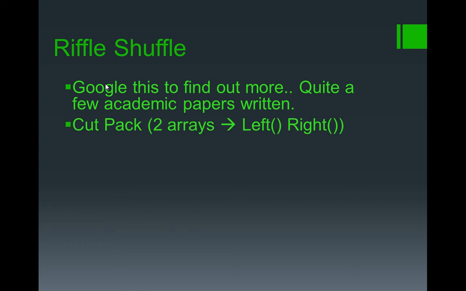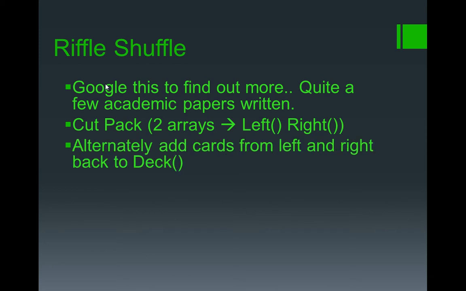The basic gist is, if you don't know what riffle is, you're going to cut the pack, and we're going to have 2 arrays, both of type T card, and we're going to call one left, one right. So this is basically the 2 halves of the pack that you put into each hand. Then effectively you let go of each cut in turn, so left, right, left, right, and put that back into the deck.